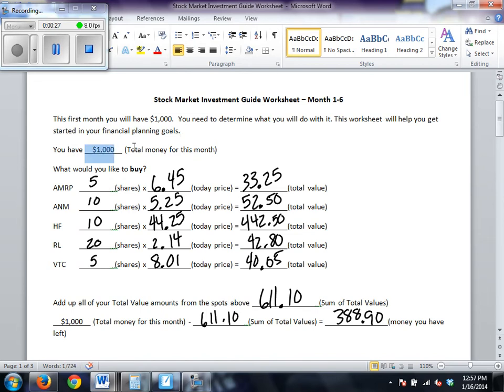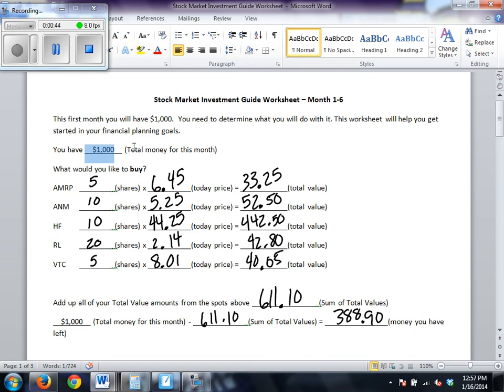Actually, it's every 6 months you get $1,000. So every day in math class is like 6 months in the stock market. So every day in math class you're going to get a new $1,000 to play with, plus any money that you might have from the stock market as well.